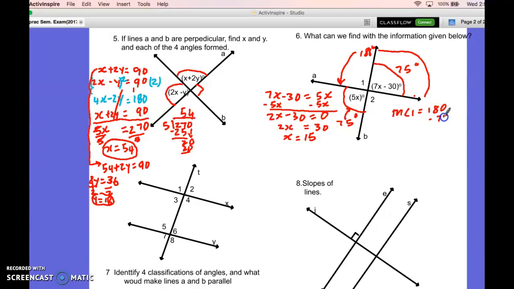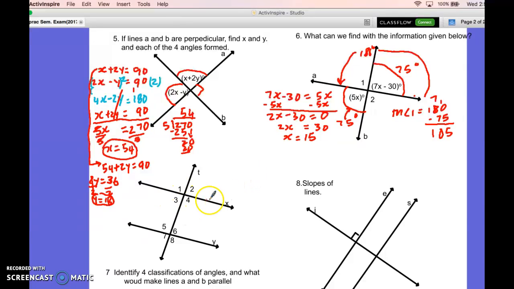Take away 75. So we subtract, we borrow 1 here. 10 take away 5 is 5. 7 take away 7 is 0. 105 degrees. Okay, and we could find angle 2. What would 2 be? Well, if this is 105, then this has to be what? 105. Okay. All right, let's take a look at a couple more topics that would be helpful.